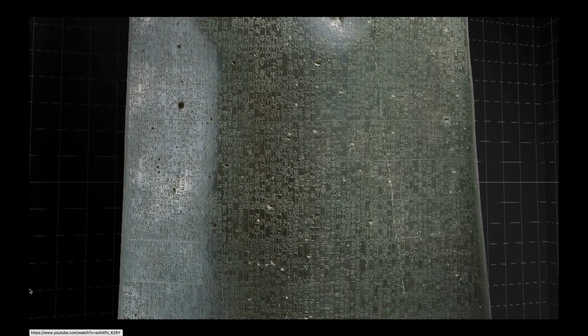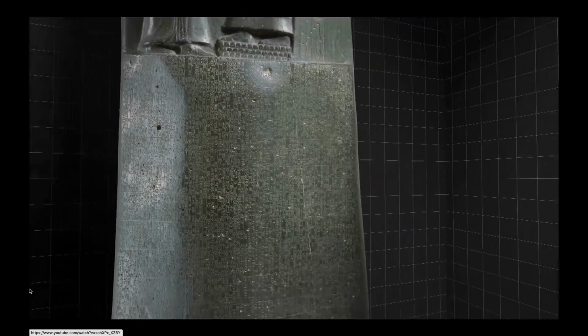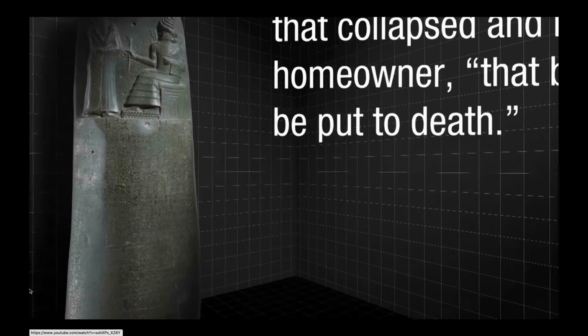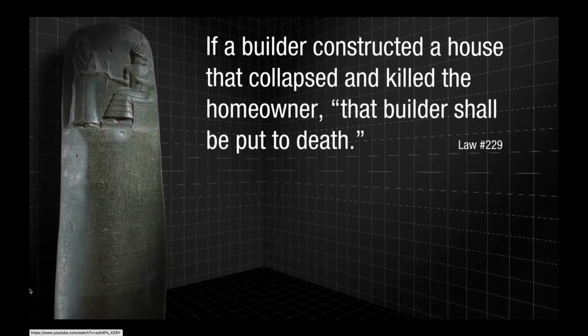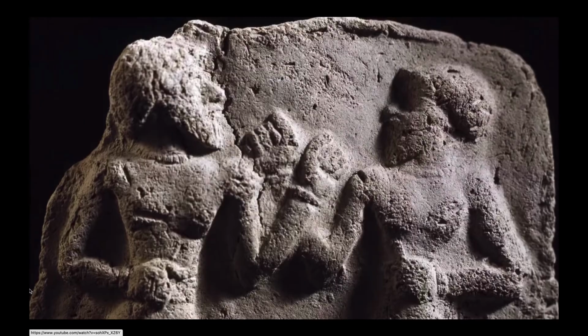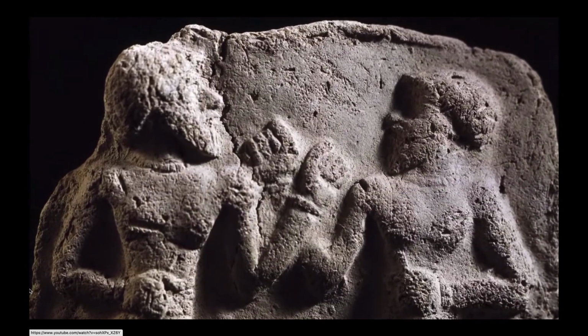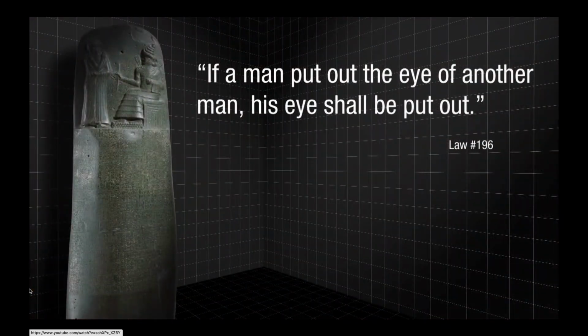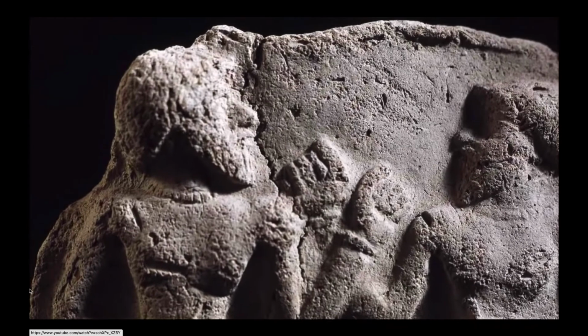Causing a death was often punishable by death. If a builder constructed a house that collapsed and killed the homeowner, that builder shall be put to death. If the homeowner's son was killed in the collapse, the son of that builder shall be put to death. Punishment was often reciprocal. If a man put out the eye of another man, his eye shall be put out, reads law number 196, one of the most famous in that code.